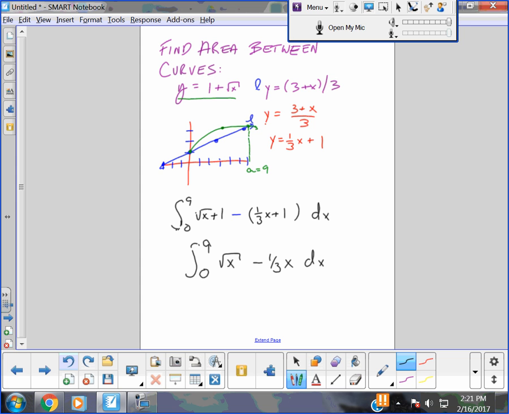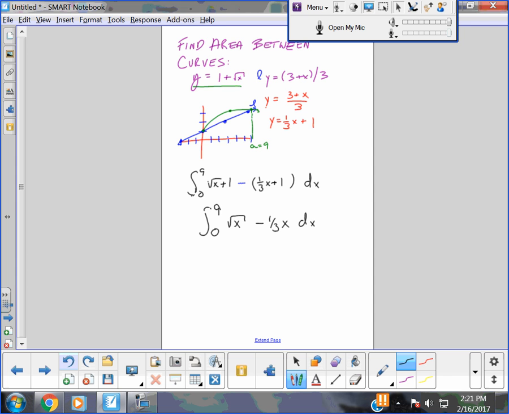Now I probably would give full credit for this. That's set up and not evaluated too. Okay? Depends on the instructions I give. But now, if I want to evaluate this, I have to do the anti-derivatives. And again, I would personally do that step first. I probably would write it, right?